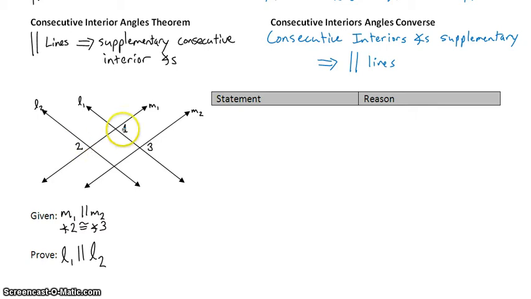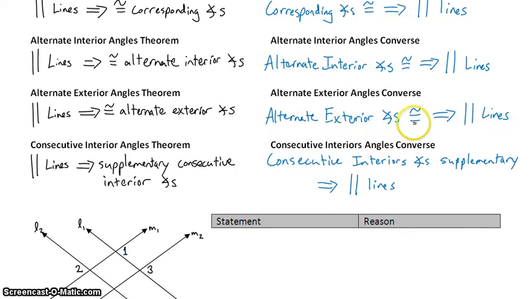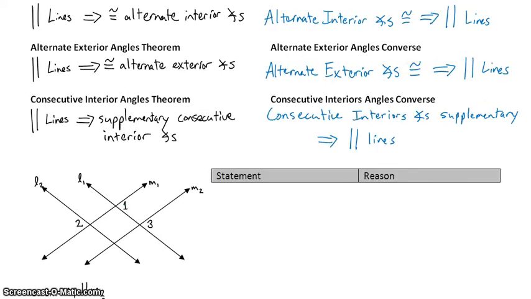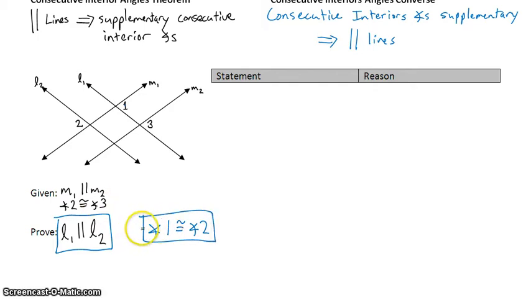So if I could somehow in my proof prove that angle 1 is congruent to angle 2, then I could conclude that L1 and L2 are parallel by the alternate exterior angles theorem. So ultimately, that's my goal. In order to prove this true, I need to prove that angle 1 is congruent to angle 2. I want to get from here to here. So how do I get here?